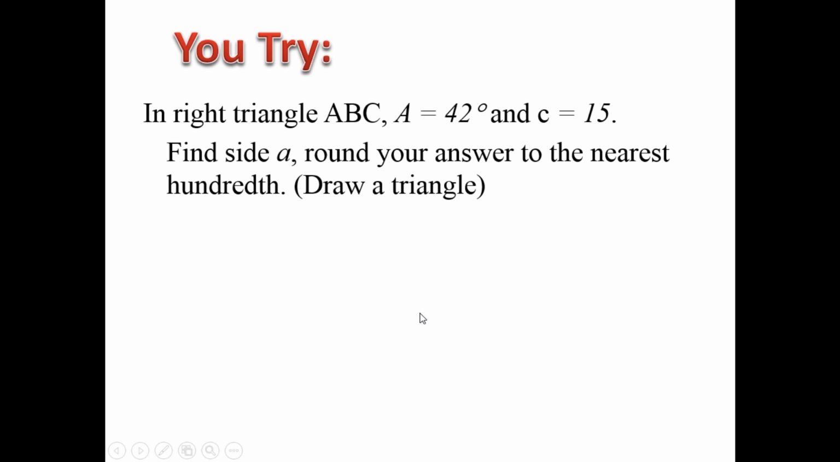So here's another problem that I can try. Right triangle, angle A is 42 degrees, side C is 15, the longest side, and find A, so round the answer to the nearest hundredth. So this one I do recommend you to use cosine. Okay, so cosine of 42 degrees equals A over 15. So eventually, once you found it, this one is going to be about 10.03.